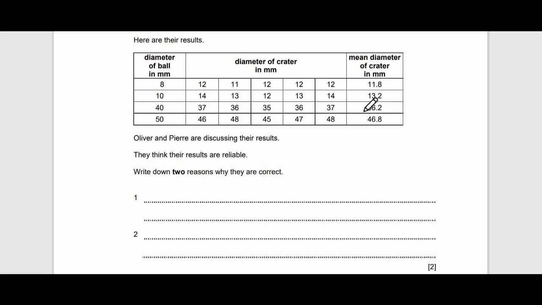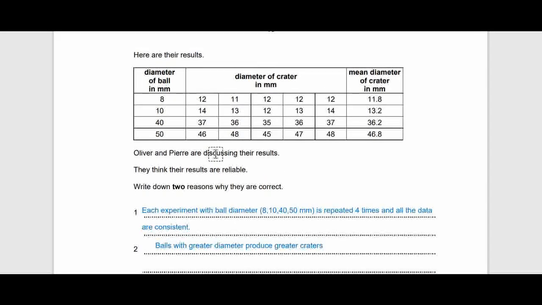Right, if you're done, let's open up the answer. Next, example of correct answer. Each experiment with a ball diameter 8, 10, 40, 50 is repeated 4 times. And see this one, 1, 2, 3, 4. And all the data are consistent. Next, balls with greater diameter produce greater crater. So it makes sense.